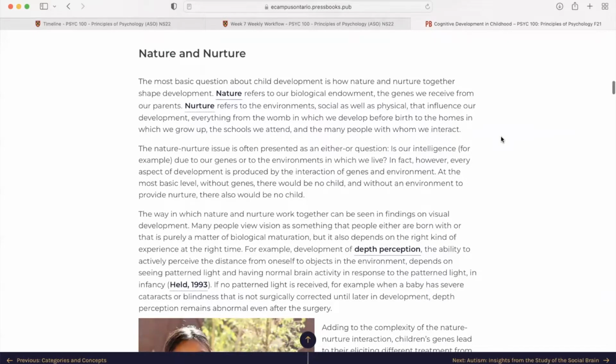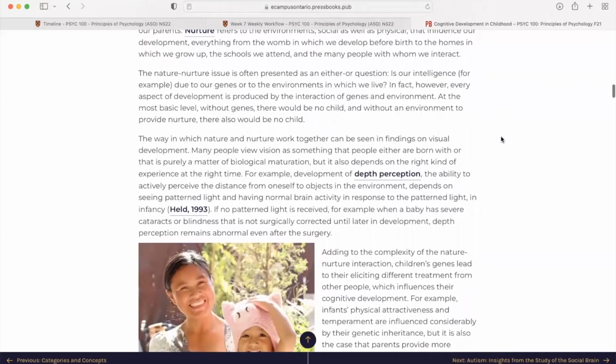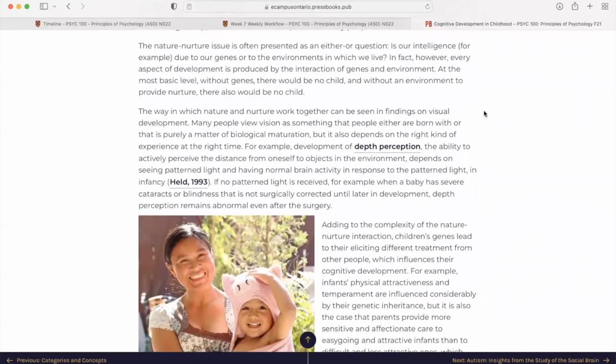The nature nurture issue is often presented as an either or question. Is our intelligence, for example, due to our genes or to the environment in which we live? In fact, however, every aspect of development is produced by the interaction of genes and environment. At the most basic level, without genes, there would be no child, and without an environment to provide nurture, there would also be no child.